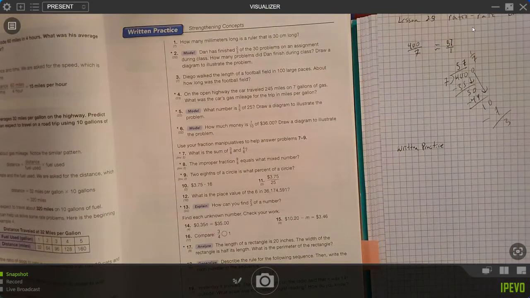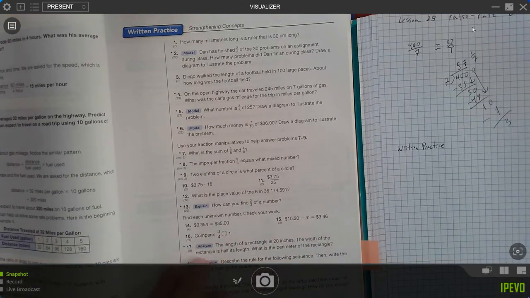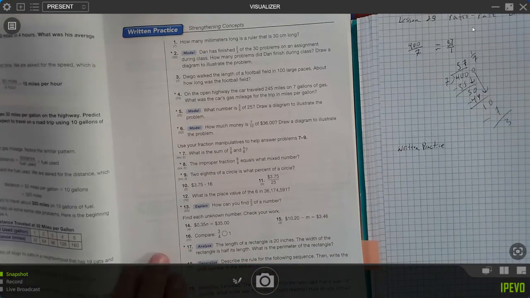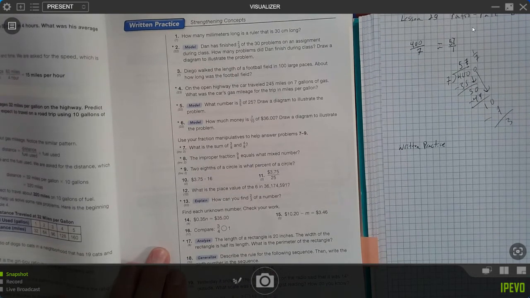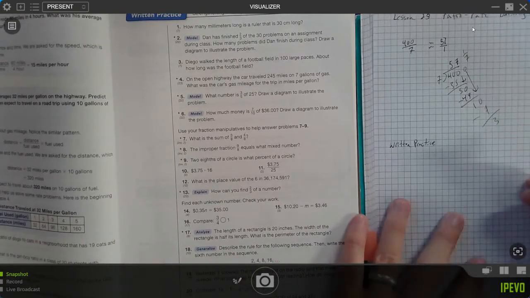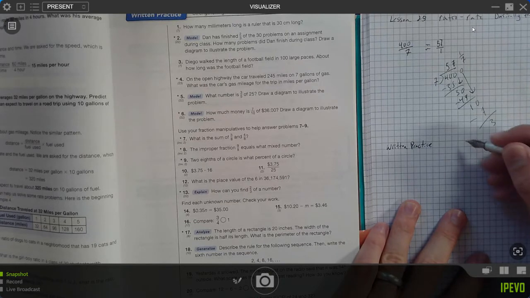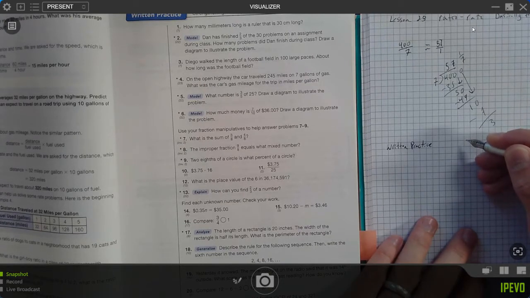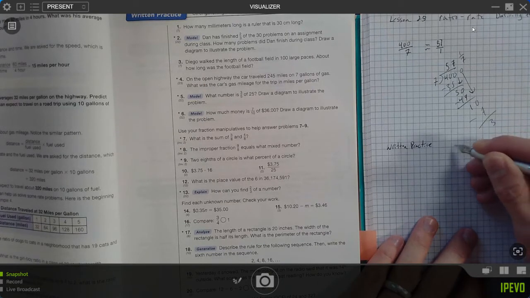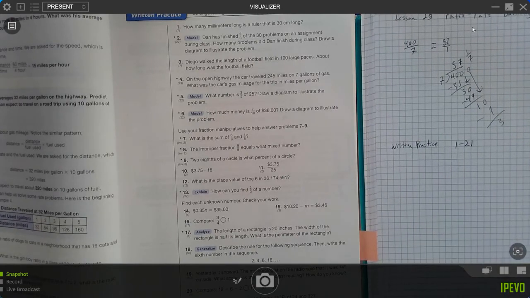For your written practice, let's just go ahead and do just 1 through 21. 1 through 21, all.